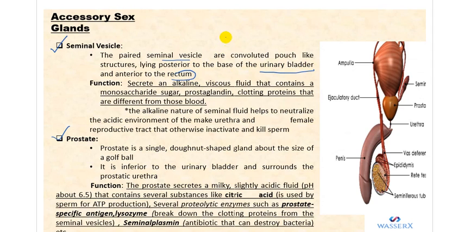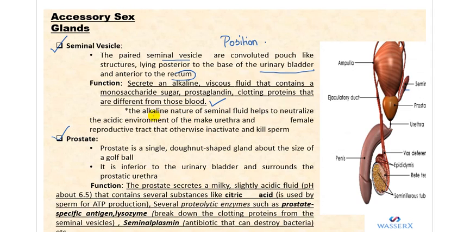So this is the position of the seminal vesicle. Okay, so here you can see a diagram of the ampulla, then the ejaculatory duct, then here is the seminal vesicle. Okay, this one is the seminal vesicle. Then what is the function? It secretes an alkaline viscous fluid that contains a monosaccharide sugar, prostaglandin, and clotting proteins that are different from the blood.